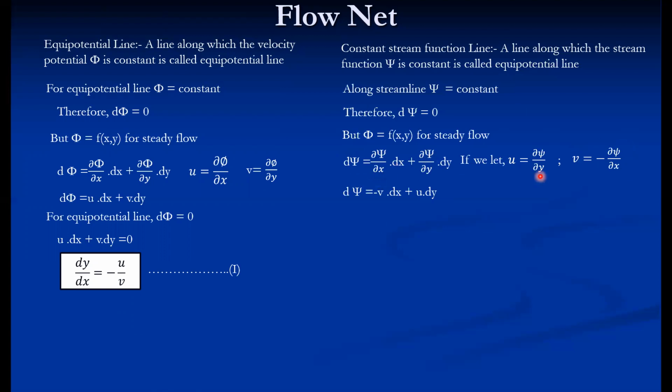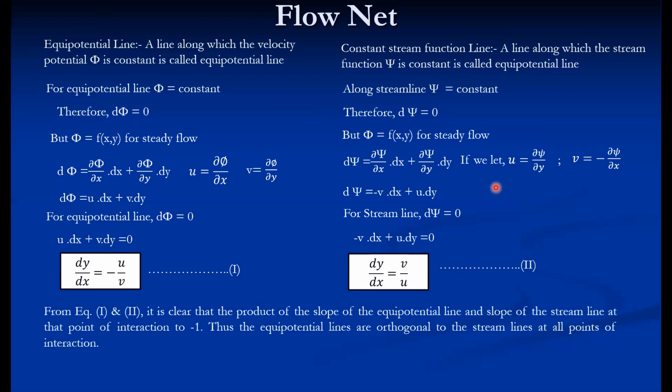Instead of ∂ψ/∂y, we can put u. So for a streamline, dψ is equal to 0. By putting the values, minus v into dx plus u into dy is equal to 0. So the slope for the streamline is dy/dx equal to v by u. Call this equation number 2.